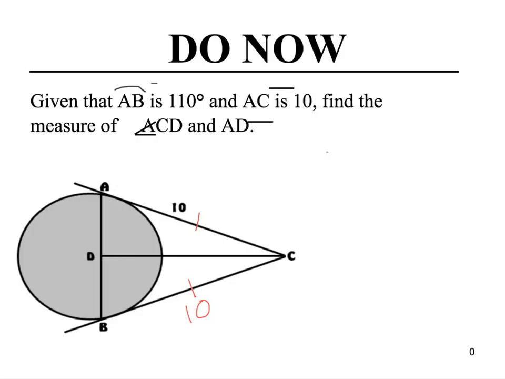Now, as you can see, it looks like we have an isosceles triangle. And with that, we can conclude that opposite angles are congruent. We don't know what they are yet, but we can conclude that. One of the angle measures that we need to find is angle ACD.